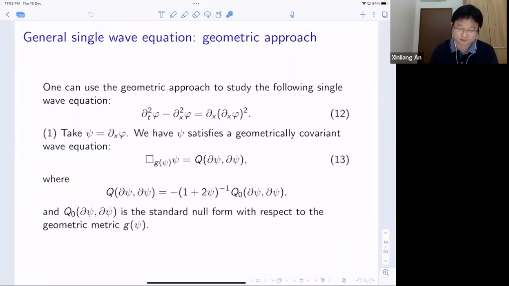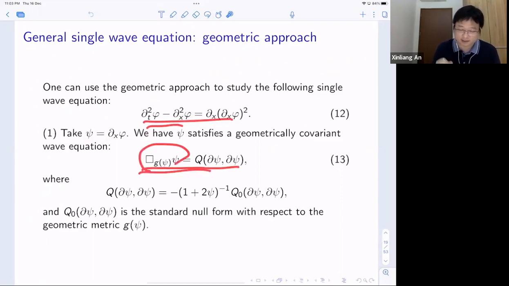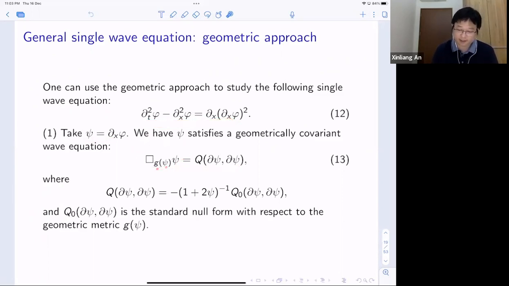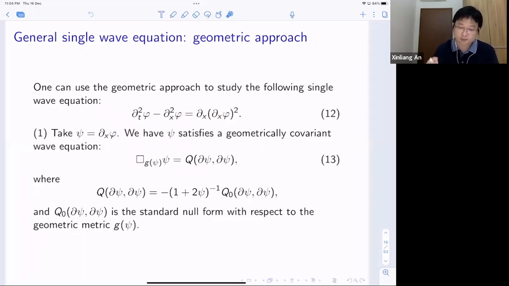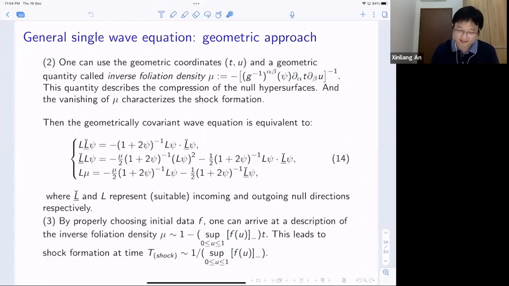A small review of what the geometric approach is like. We consider the easiest example, a single quasilinear wave equation, which is like this. If we take an additional derivative, equation 12 changes into equation 13. This is quasilinear, and the metric G depends on the unknown, and the right-hand side is related to the null form. As we did, we can define the null frame, L and L bar tilde, a suitable incoming and outgoing null frame.